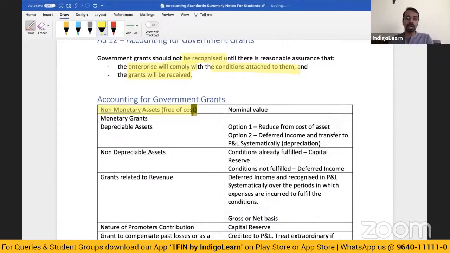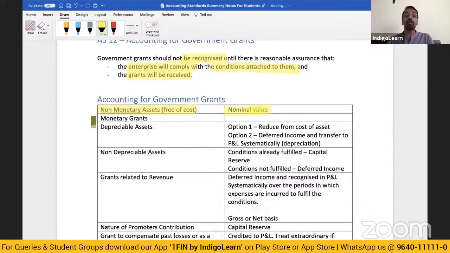Say the government says, okay, you set up a plant here, I'll give you land free of cost. So when there is no value attached to it, how will I pass the entry? I cannot say land account debit, capital reserve. What is the amount? So it says nominal value. Nominal value could be 1 rupee, 10 rupees, 100 rupees. Why should we record it? To show it in the balance sheet, on the face of the financial statements, that land has been received free of cost. So for a non-monetary asset, you will record it at nominal value.